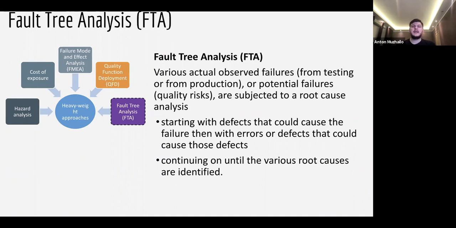Okay. So the last technique here is the fault tree analysis. This technique is all about figuring out the entire fault tree to understand what risks, what reasons of certain risks, why those risks are happening. So we'll try to understand why certain risks are happening.